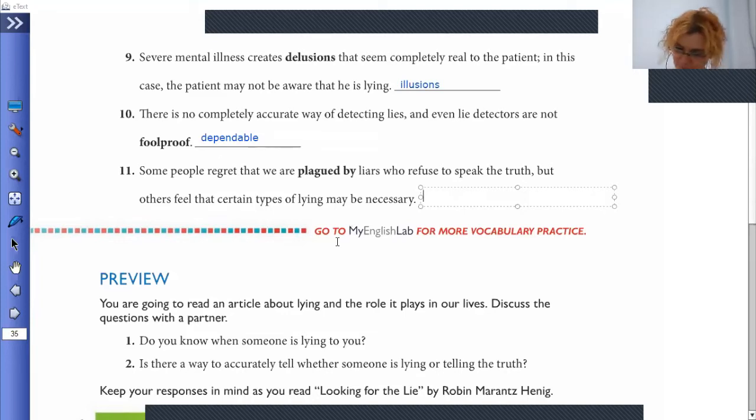Some people regret that we are plagued by liars who refuse to speak the truth, but others feel that certain types of lying may be necessary. Plagued by. It's like you're plagued by something, so that's tormenting then. Is it the same like you've been played? It's something more like that. Yeah, it's more that you're troubled. Plagued by means troubled by, tormented by, or afflicted by something. Does that make sense? So I'm afflicted by, troubled by, tormented by, or plagued by. It's all the same meaning.